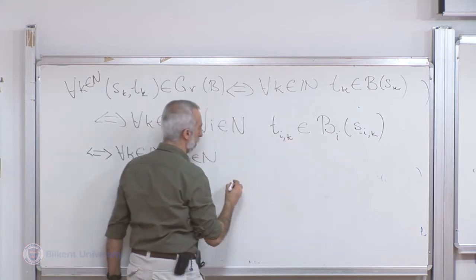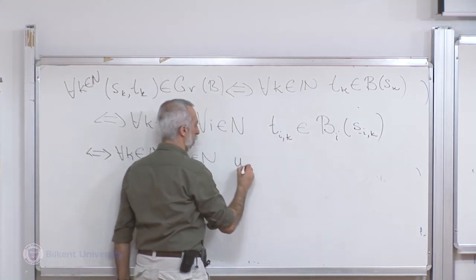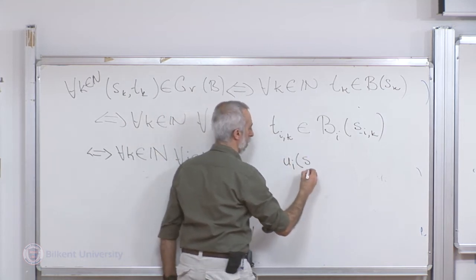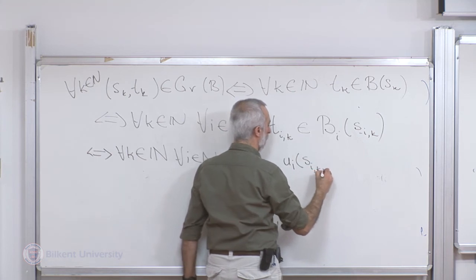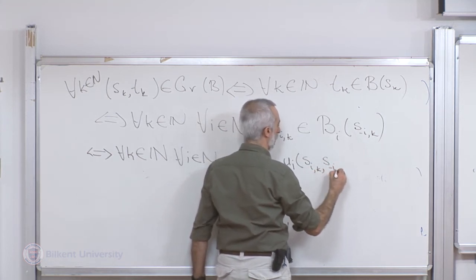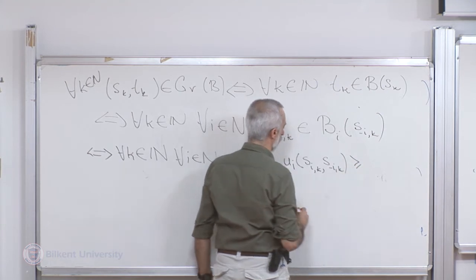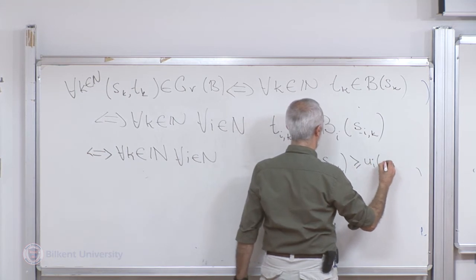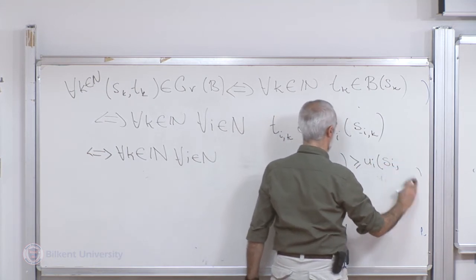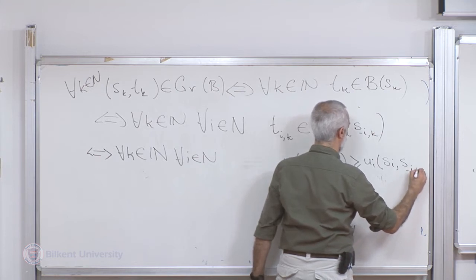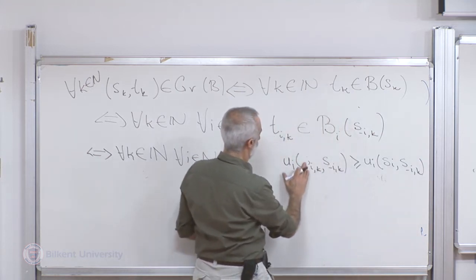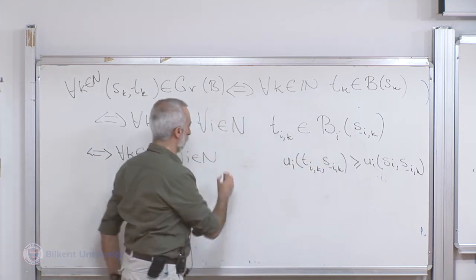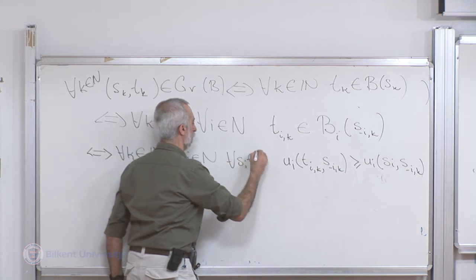So what does that mean? It means Ui of t ik, s minus i k is greater or equal to Ui of si, s minus i k, right? And for what? For every si in capital Si.